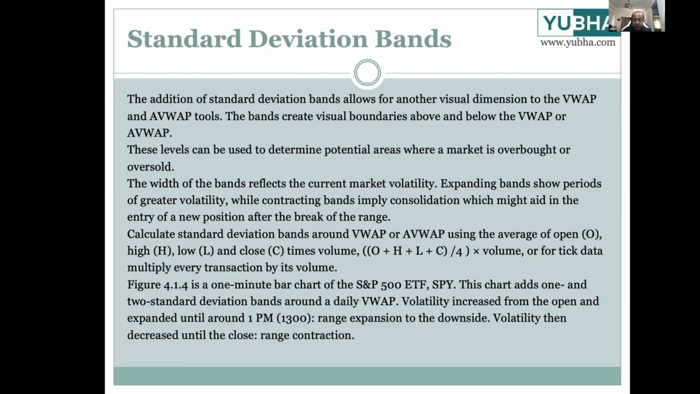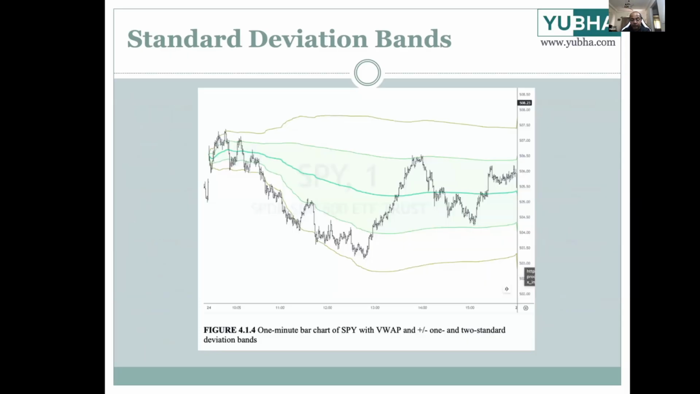Okay, so let's look at what they've given over here. A 1 minute chart on S&P 500 ETF SPY, and they've added both the one standard deviation as well as the two standard deviation band around the VWAP. When the volatility increased, the range of those two bands expanded, and then the volatility decreased, because of which there was a contraction of those bands.